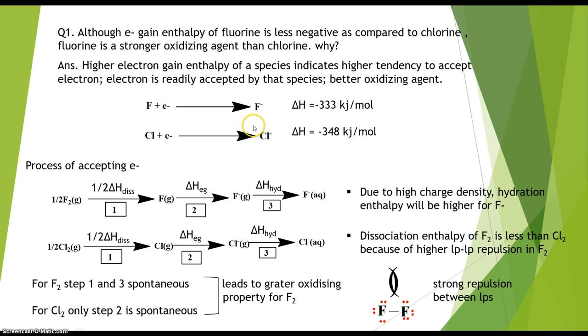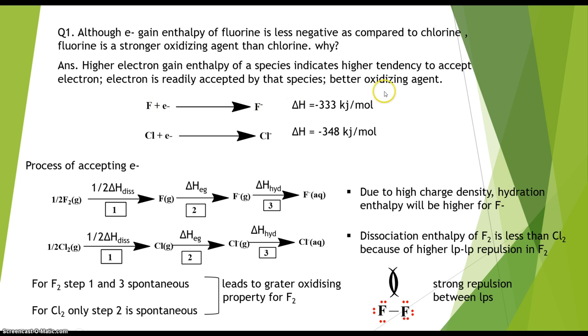For this reason, it is indicating that chlorine should be more oxidizing, or chlorine should behave like a better oxidizing agent than fluorine, because an oxidizing agent is that substance that accepts electron easily. Chlorine is accepting electron easily, that is indicated by electron gain enthalpy value, correct? Our general expectation is that chlorine should be a better oxidizing agent than fluorine, but in reality fluorine is a better oxidizing agent than chlorine, right?